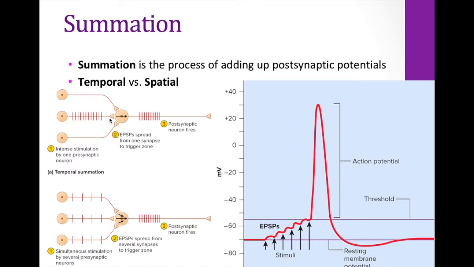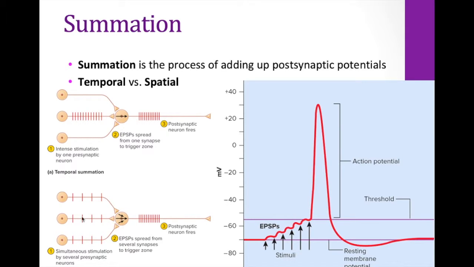So temporal, we're seeing that the one neuron here is firing, but it's firing very quickly. And it's firing quickly enough that the EPSPs, the excitatory postsynaptic potentials, are causing these local potentials quickly enough that it's going to cause this summing effect and eventually hit the threshold. Another way to do this is called spatial summation. That's this down here on the bottom left.